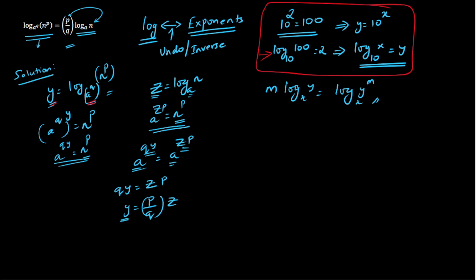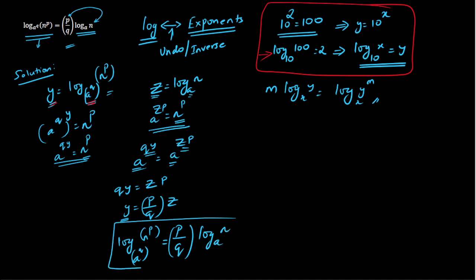So let's equate back what was y. y is the original left-hand side of the equation, log n to the power p to the base a to the power q, equal to p by q. What is z? z is originally a part of the right-hand side equation, which is log n to the base a. This is the formula that we were trying to prove, and we have proved it.